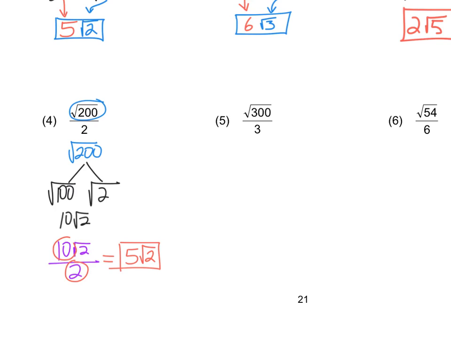For the next one, we're looking at the square root of 300, which is going to have the same structure as the square root of 200. So you can rely on prior knowledge. I do that all the time.